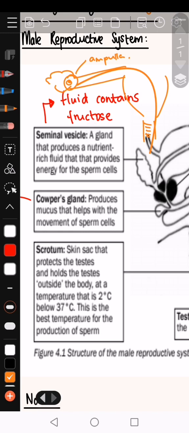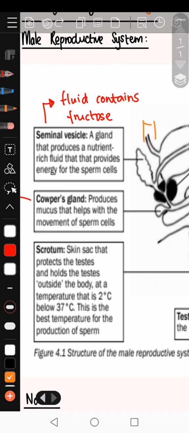And remember, sperm cells are microscopic, right? So they have to travel. For them, it's like traveling millions of kilometers to get to the site of fertilization. And that is why the seminal vesicle is there, to provide that nutrient-rich fluid, to give it enough energy, and to provide it food, to travel all the way to the ampulla, the site of fertilization. So that would be the first one.